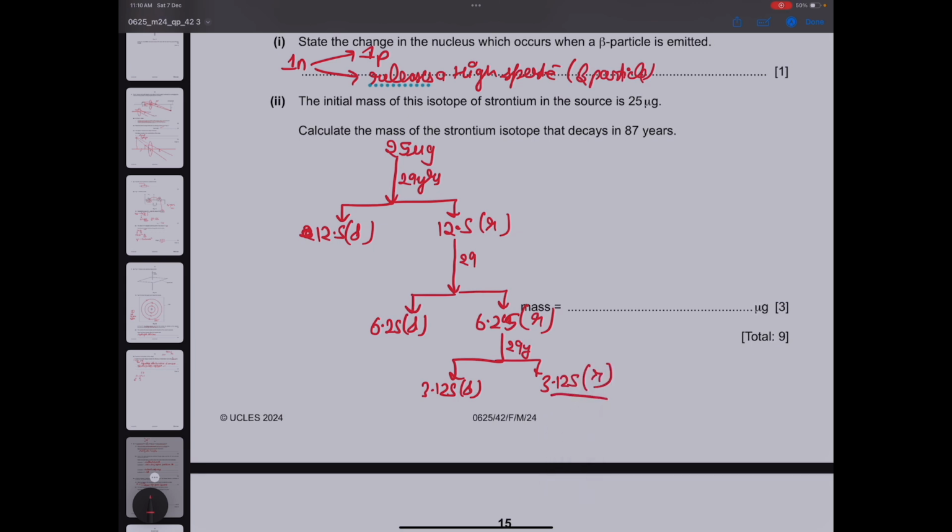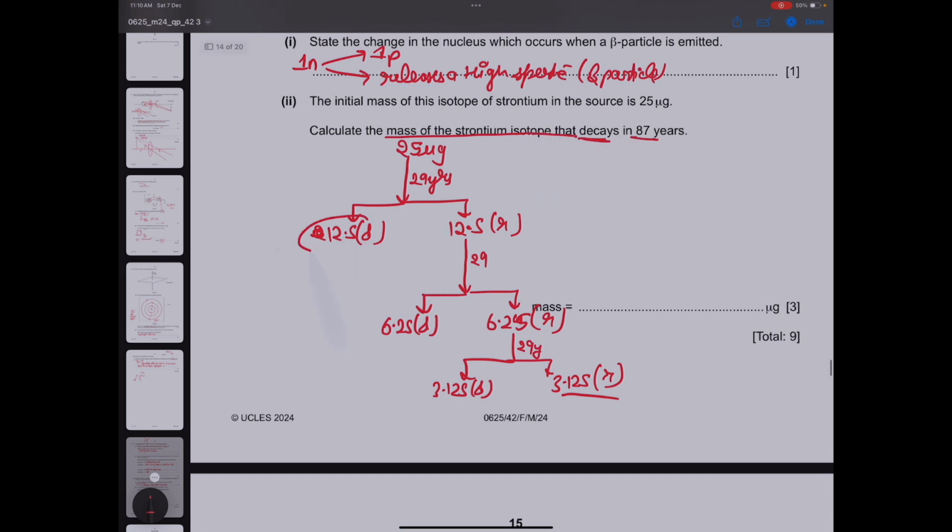Now just look at the question they're asking you. Calculate the mass of strontium that decayed in 87 years. So 12.5 decayed first, then 6.25, then 3.12. You add it up, your answer will come out to be 22 micrograms.